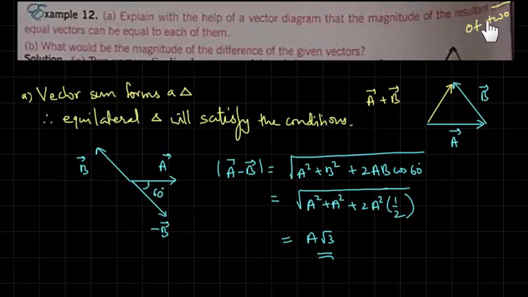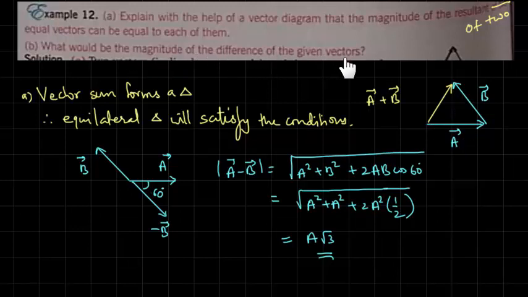Explain with the help of a vector diagram that the magnitude of the resultant of two equal vectors can be equal to each of them. So if these are the two vectors a and b, they are of equal magnitude, as given. If you move around this b vector, at some point you will see that if it is here, then this a vector plus b vector, this length is the same as this length. So it's an equilateral triangle. The vector sum forms a triangle. So when the three sides of the triangle are equal, the magnitude of the a plus b vector is the same as either the a vector or the b vector.